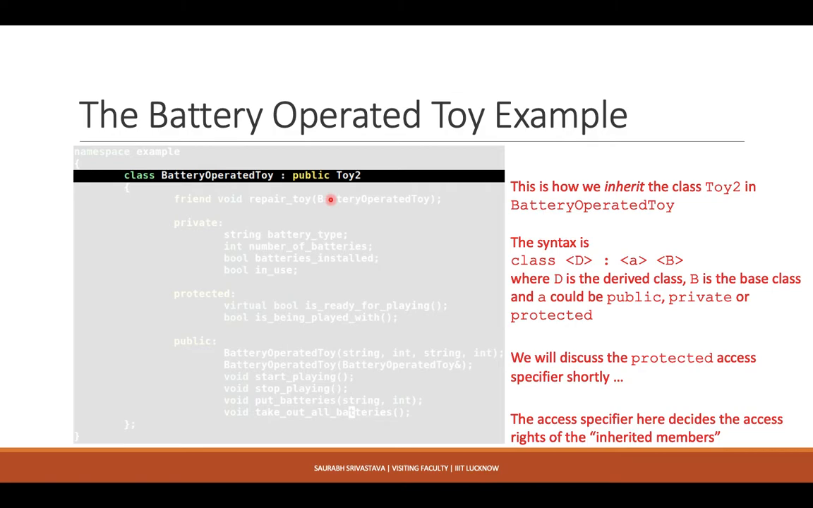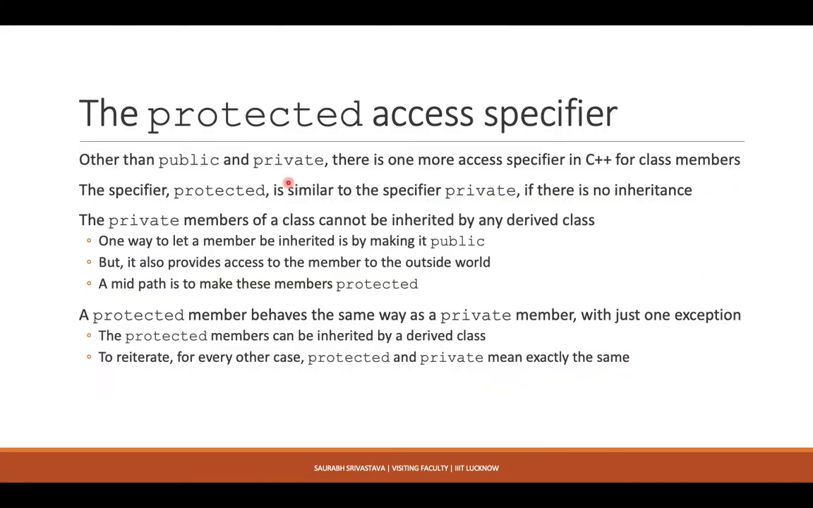So whatever fields and methods are going to come from the toy class, they have to be put in some access section in this battery operated toy class. So this is what this particular access specifier tells you: whatever you are going to inherit, where should it go. Now when I say public, it doesn't really mean that everything that is being inherited is going to go into the public part. I'll come back to this part, but let me first talk to you about what exactly this protected specifier is.